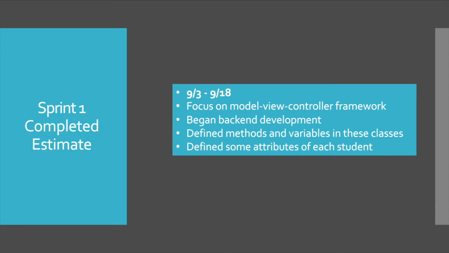We wanted to be able to instantiate our objects and define some attributes of each student, like their name, how many days they were absent, or the days present. At the end of Sprint 1, we had a foundation set for the backend development of our application.